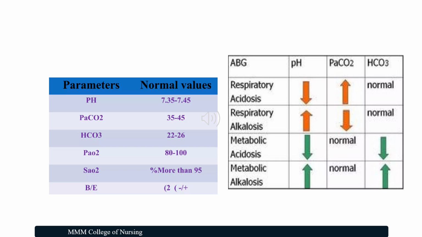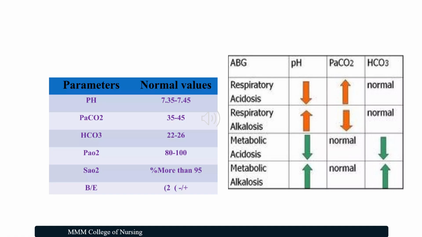In this picture, we can see the parameters with the normal values, and in the other picture we can see the differentiation between respiratory acidosis and alkalosis and metabolic acidosis and alkalosis. When we compare respiratory and metabolic, respiratory differs in the pH level and partial pressure of carbon dioxide, whereas in metabolic the pH level and the bicarbonate level vary.